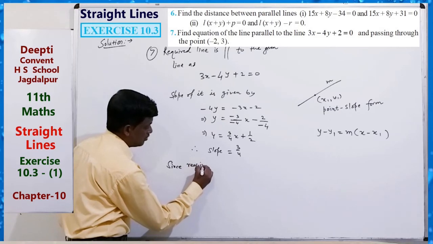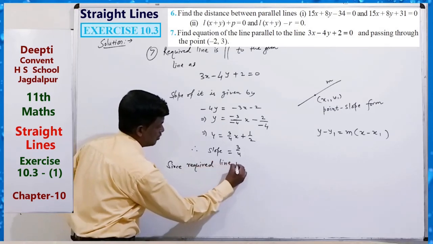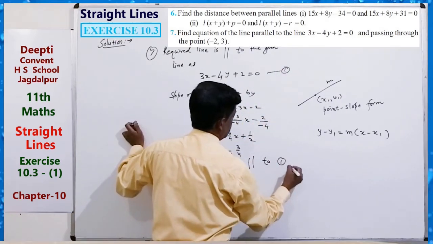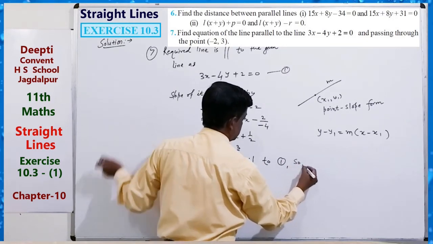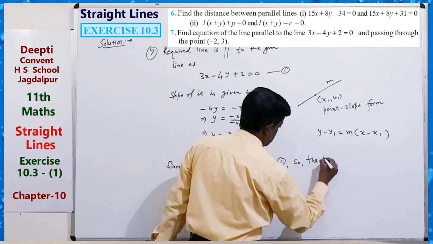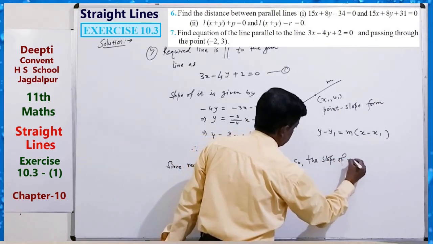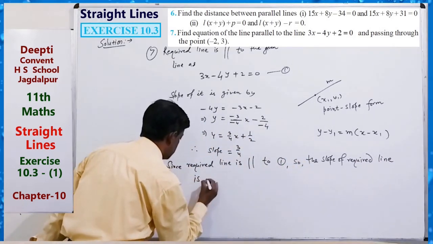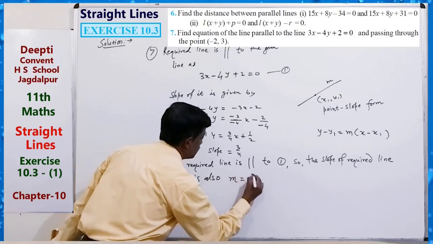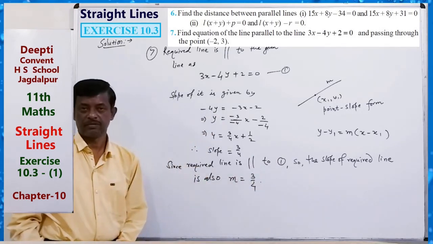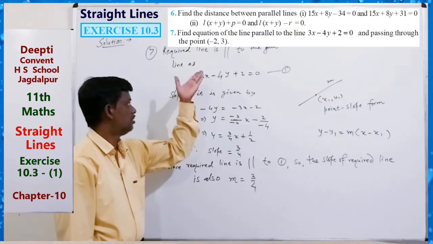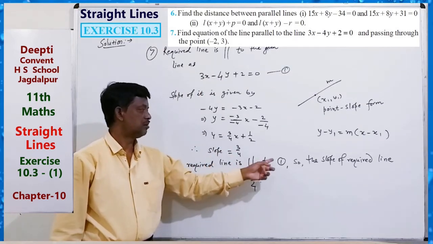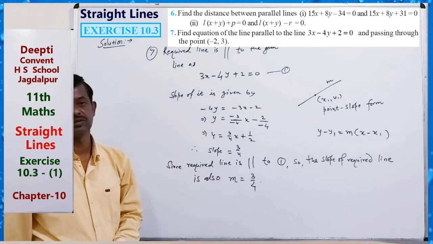Since the required line is parallel to this one, the slope of the required line is also 3 by 4. Parallel lines have the same slope. So our line is parallel to this, whose slope is 3 by 4. So the slope of the required line is also m equals to 3 by 4.